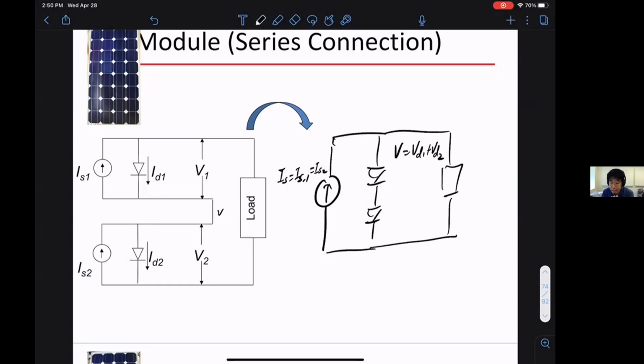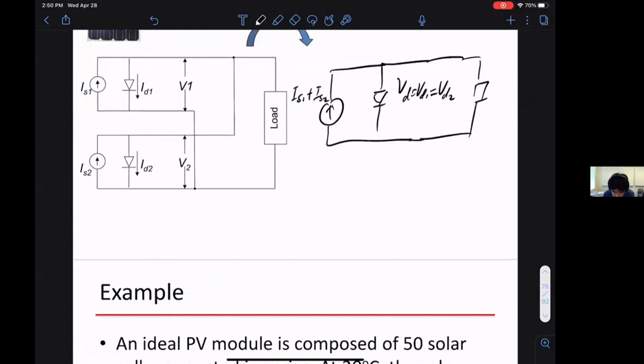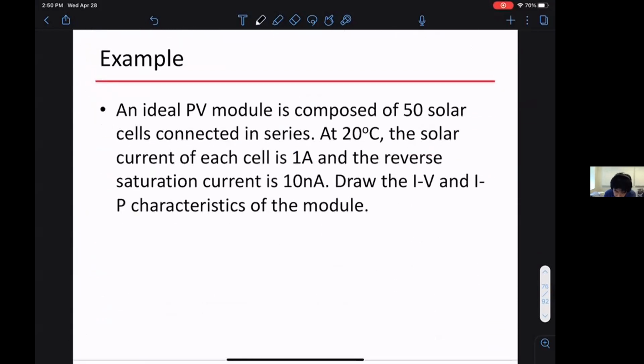Okay, good. So this is how you stack them together. Let's do one example. Let's say I stack 50 solar cells in series, because I really want the high voltage. So I'm going to stack all of them together at 20 degrees. The solar current in each cell is 1 amp, and the reverse saturation current is 10 nanoamps. We want to understand the voltage and power diagram.